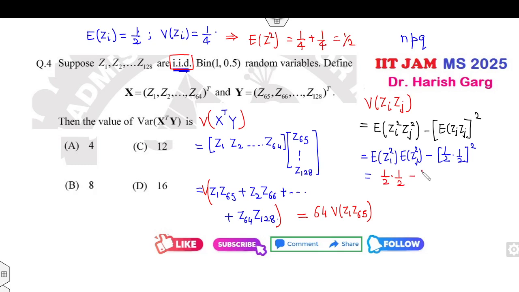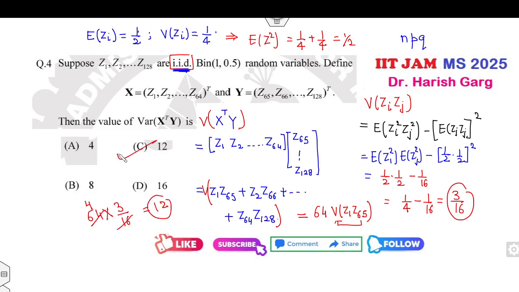This number is half. This is 1 by 4. That's a 16. So 1 by 4 minus 1 over 16, so 3 over 16. I can substitute this value 3 by 16. So the right answer is 64 into 3 by 16. 16, 4. Answer is 12 is my right answer of this problem. Fine. So that's a simple way you can get the variances by using the definition of variance, and because they are IID, this number is 64 times the first part.